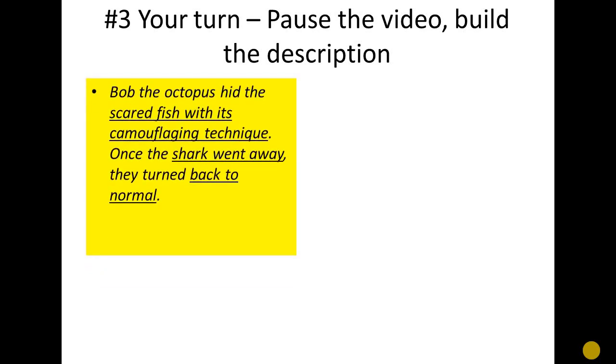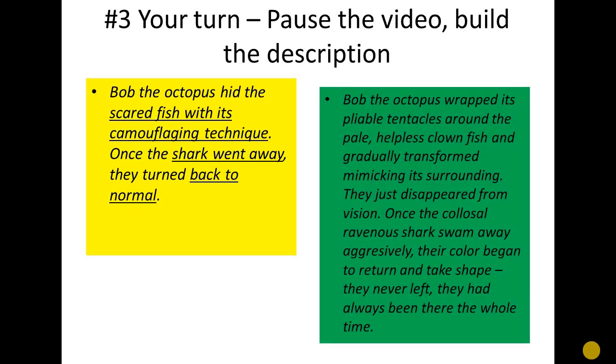This is the previous version. This is my developed version. Bob the octopus wrapped its pliable tentacles around pale, helpless clownfish and gradually transformed, mimicking its surroundings. They just disappeared from vision. Once the colossal ravenous shark swam away aggressively, their color began to return and take shape. They never left. They had always been there the whole time.